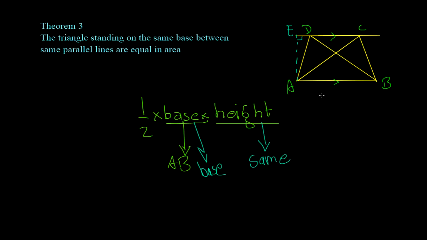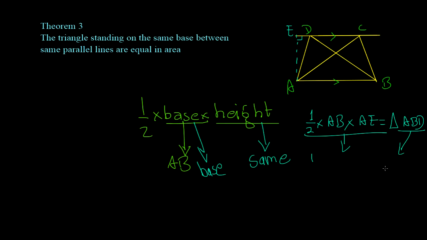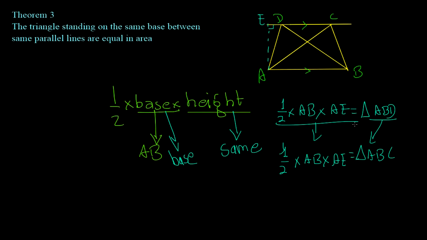So if we write it according to the sides, half into AB into height AE will be equal to the area of triangle ABD. And this is also equal to triangle ABC, because the area of triangle ABC is half into AB into height. Well, the height is AE, so that's it. You can prove that the triangles standing on the same base between the same parallel lines are equal in area.